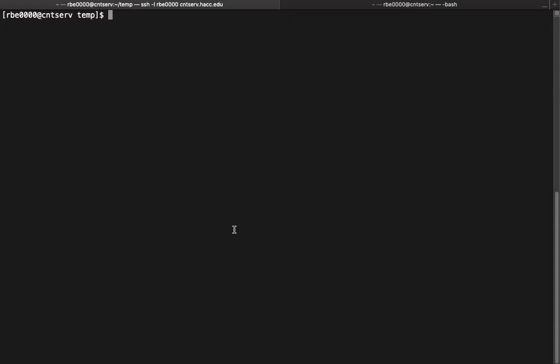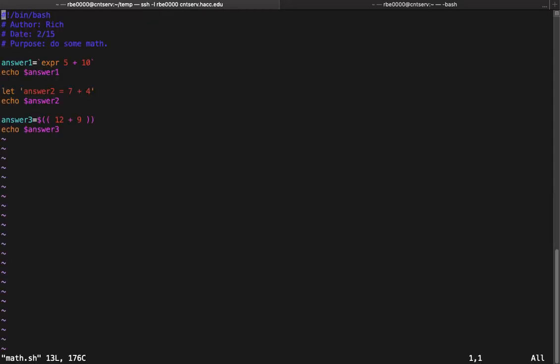Okay, this video is going to go over how to do math in the shell. When we're doing math in the shell, there's three different ways I know how to do math in the shell. One of them is to use the expr command, which is a separate command that runs outside the shell.